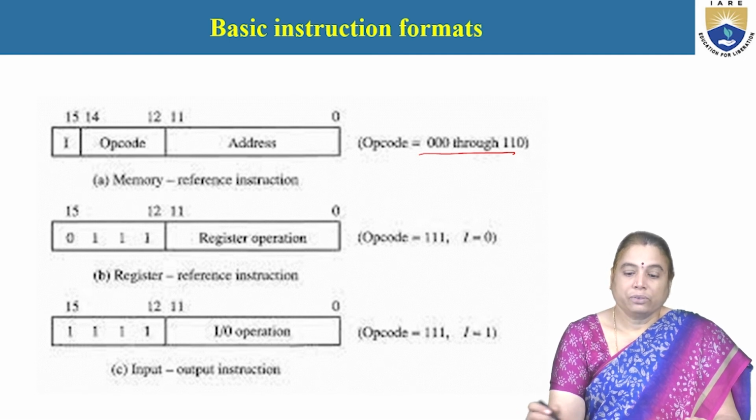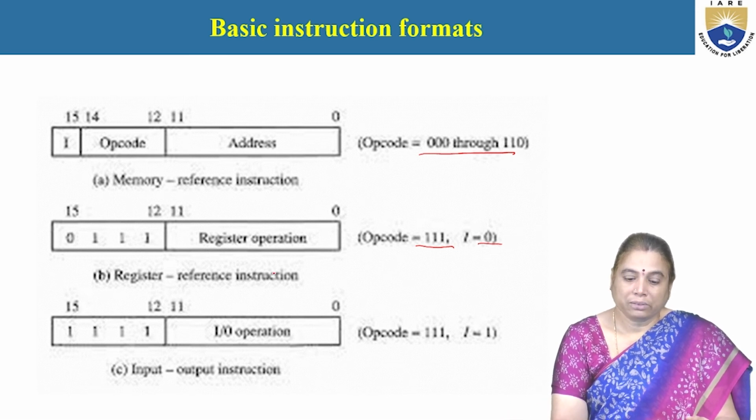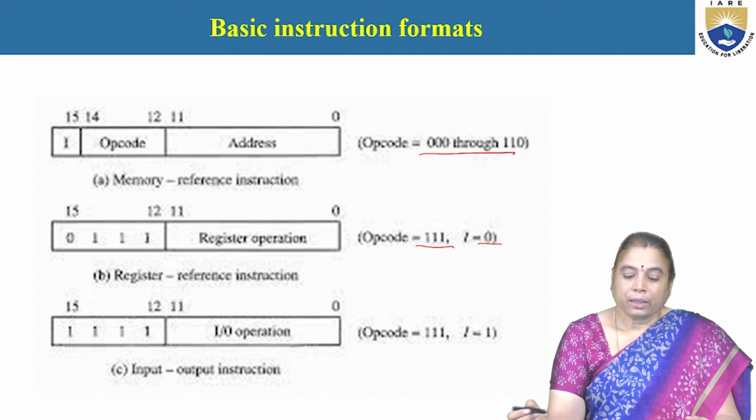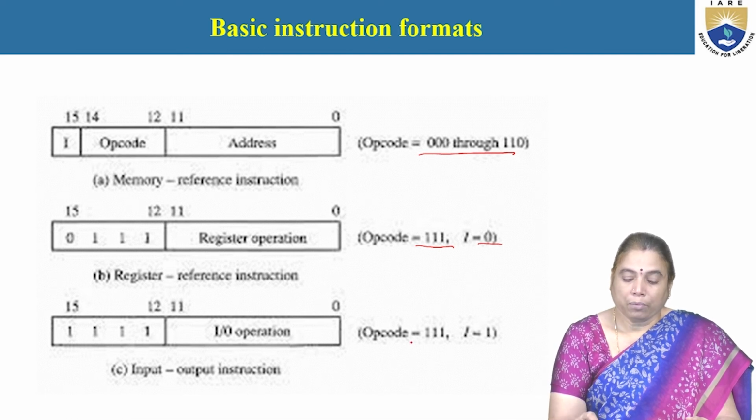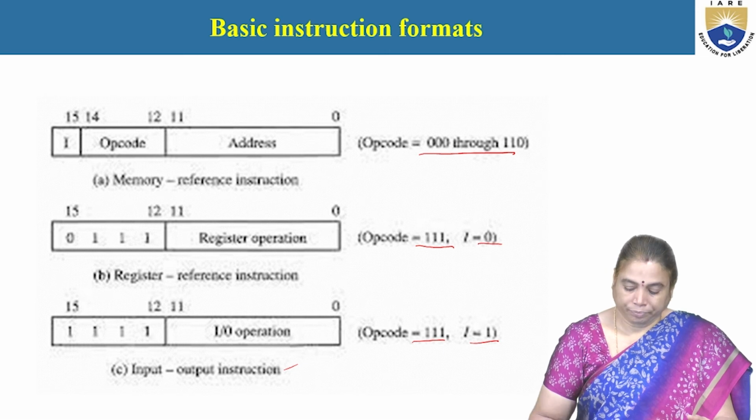When the opcode is 111 and the I value is 0, then those instructions are considered as register reference instructions. The third category is when the opcode is 111 and the I value is equal to 1, those come under the category of input output instructions.